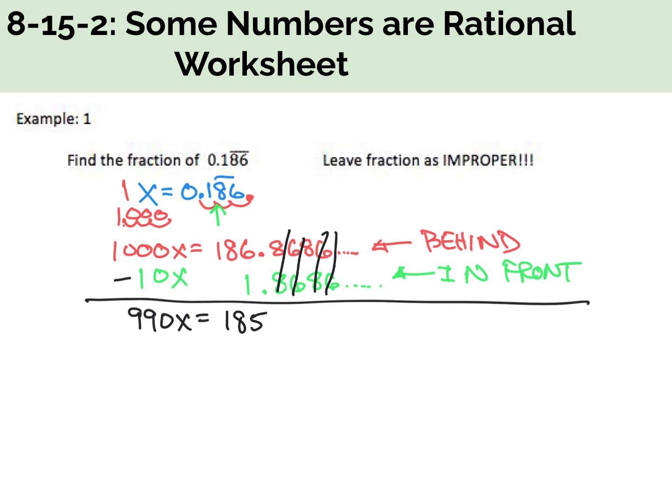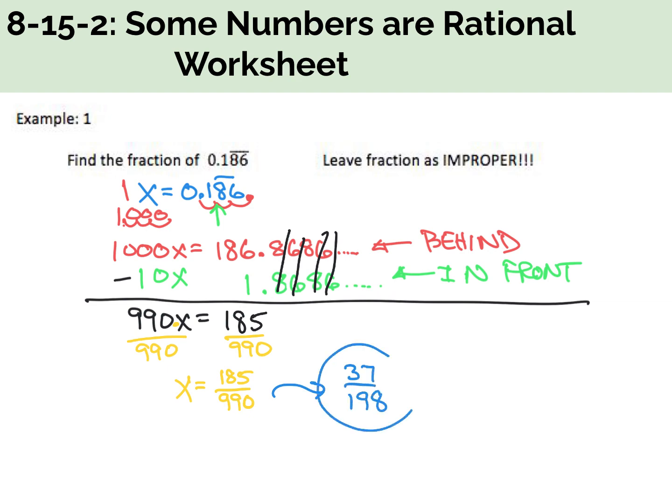Now we want to get x by himself. How do we get x by himself? 990 is multiplying, so we're going to divide by 990 on both sides of the equation. We get x equals 185 divided by 990. Last thing we need to check is if it needs to be simplified. Put it in your calculator, tell it to simplify. And it does. What is it simplified down to? Well, that's going to simplify down to 37 over 198.